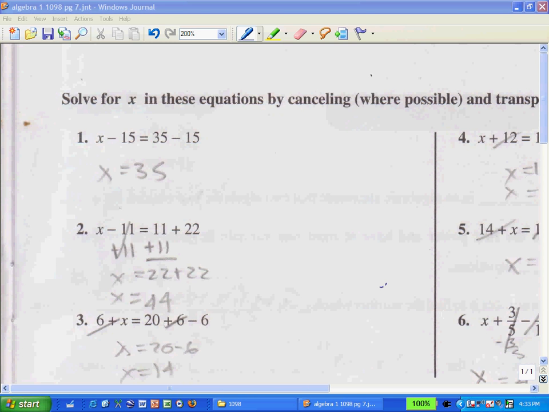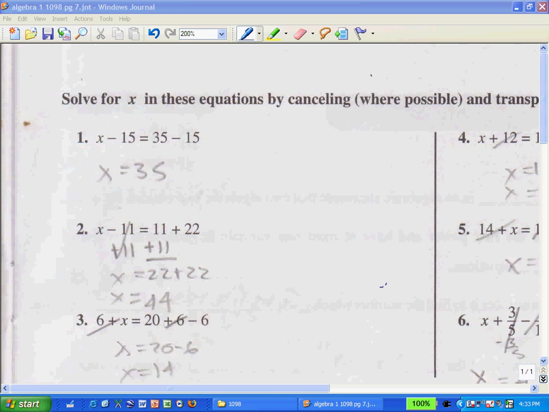Hey guys, page 6 was just a lot more of page 5, so I'm skipping page 6. If you know how to do page 5, you should be able to do page 6 without a problem. I'm going to do page 7 because they teach you a neat little trick here.